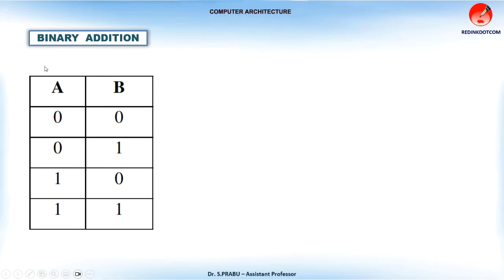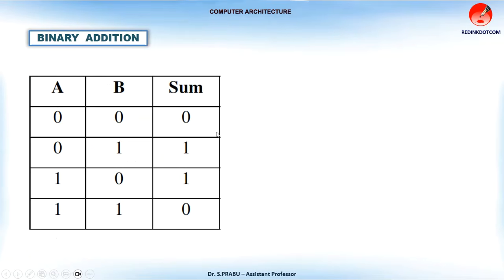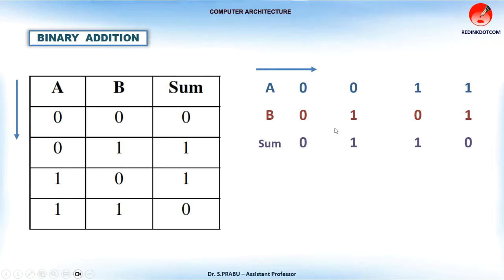For binary addition, first you take the two inputs and write the possible combinations of these values. If you add these two values, you can get this result. 0 plus 0 is 0, 0 plus 1 is 1, 1 plus 0 is 1, 1 plus 1, the result is 10, 0 is written here, and the carry is 1. So when you add these two binary numbers, you can get the sum as well as the carry value.